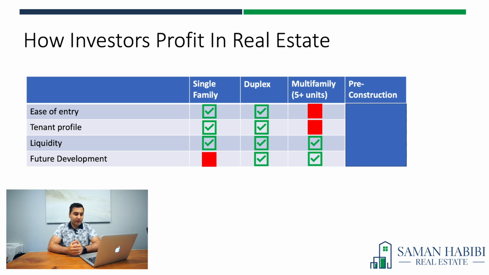Tenant profile, typically when you're buying these apartment buildings, you're inheriting the tenant. And these buildings were built in the 70s and 80s, and a lot of the tenants have been there for a long time. So, you typically have older people or you have low income people, because the rents in these apartment buildings is typically cheaper than the rents in duplexes.